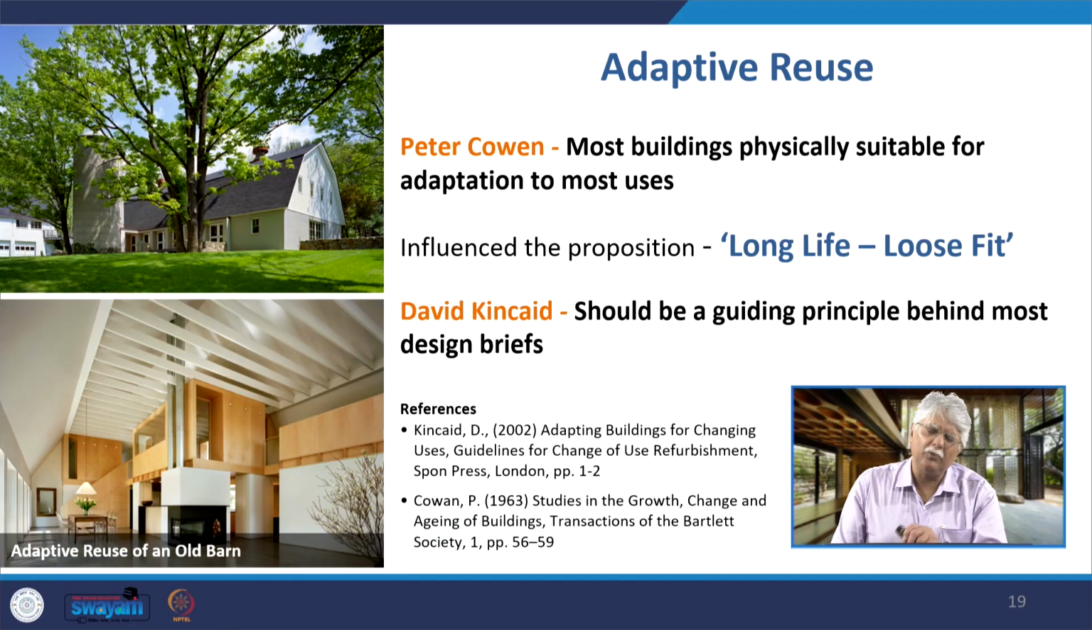The two important researchers that you should read in order to understand more deeply about adaptive reuse are Peter Cowan and David Kincaid. Peter Cowan said that most buildings are physically suitable for adaptation to most uses. They are influenced by the proposition: long life, loose fit.